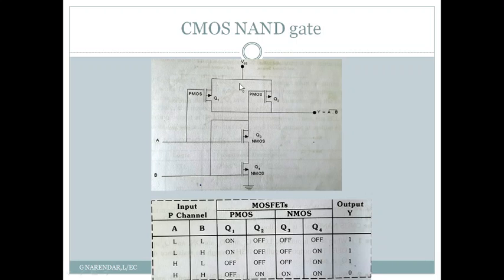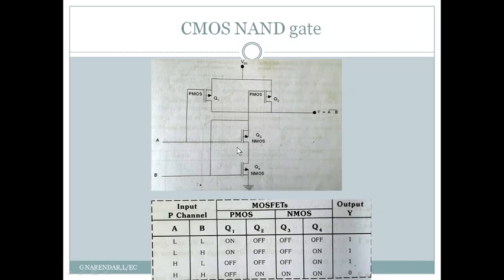So here you can see that the circuit arrangement for the CMOS NAND gate is shown here. So here we have two P MOSFETs, Q1 and Q2, and along with these two PMOS we have two N MOSFETs, Q3 and Q4. And since it is a two input NAND gate, the circuit is provided with the two inputs A comma B. It has one output Y, where Y should equal A dot B bar, as it gives NAND operation.